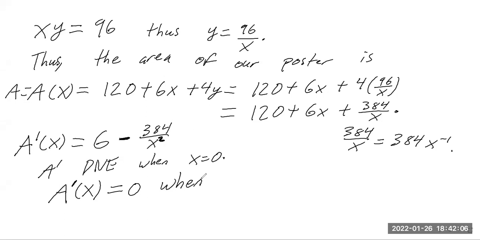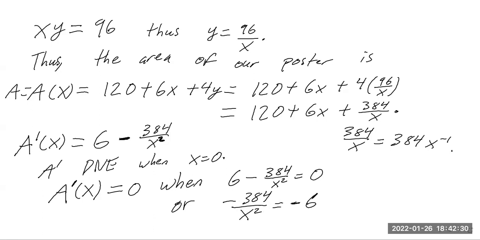So the derivative here is now equal to 0 when 6 minus 384 over x squared is equal to 0. Okay, well, this time I'll try to be nice and keep the x's on the left side. Now I got a nice -6. So I'm just rewriting what we had on that last slide.